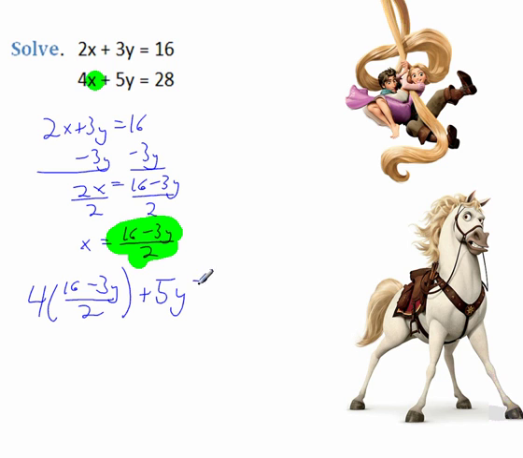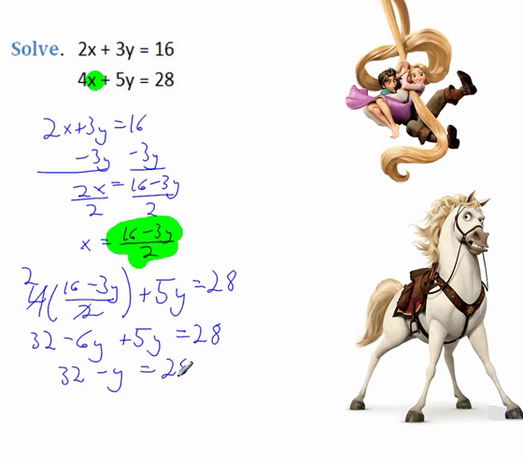Now we'll distribute. So we'll have 32 minus 6y plus 5y equals 28. We can add these like terms: 32 minus y equals 28. I'm going to subtract 32 from both sides. Negative y equals -4, multiplying both sides by -1, then positive y equals +4.